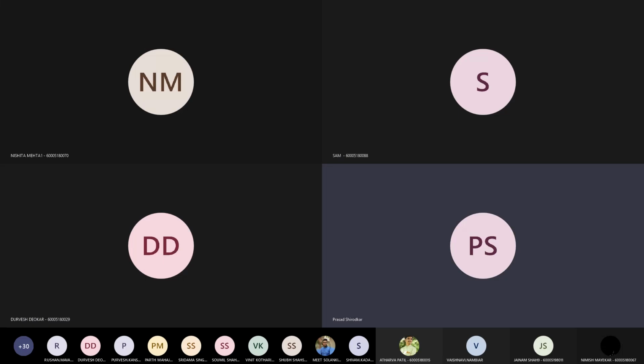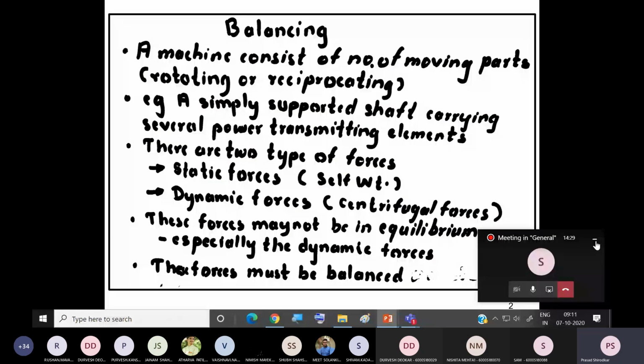Alright, we will start. We have already discussed balancing in the previous lecture. There are two types of forces, static forces and dynamic forces.